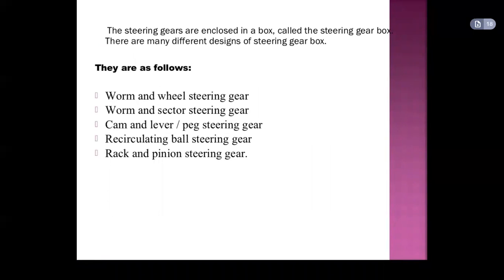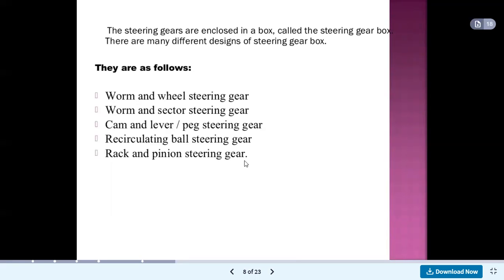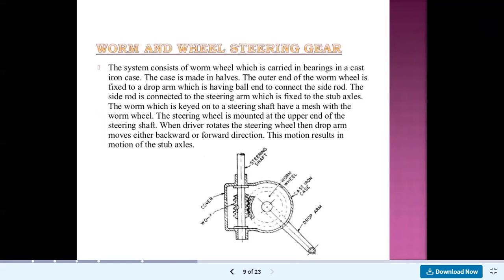There are many different designs of steering gearbox. If we consider the designs, worm and wheel steering gear, then worm and sector steering gear is available. Cam and lever peg steering gear is available. Then recirculating ball steering gear mechanism is available. Rack and pinion steering gear mechanism is available. So all this is related to steering gears.